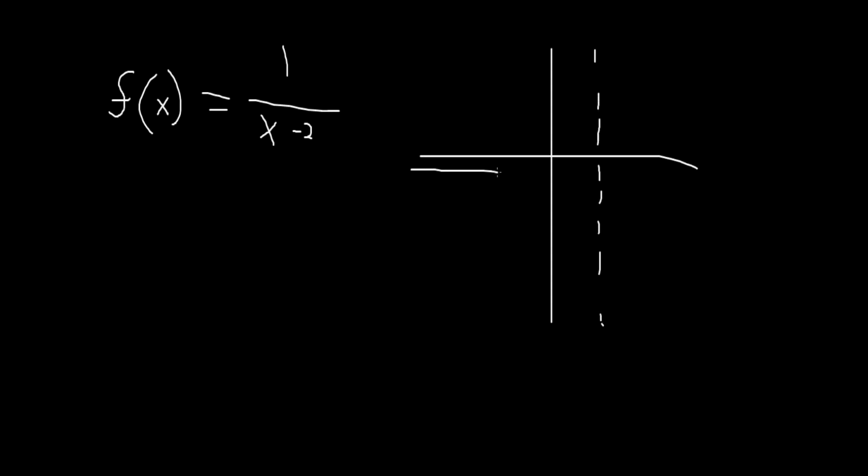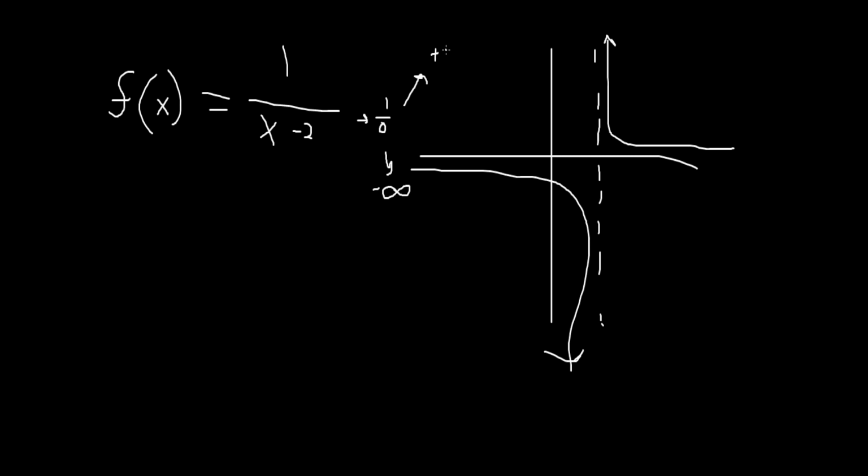I'm not allowed to touch it. So if I go here, and then I got to go there. So this is what this function looks like. Basically, if I plug in 2 here, I'm going to get 1 divided by 0. And that's going to take me either to negative infinity, or to positive infinity.